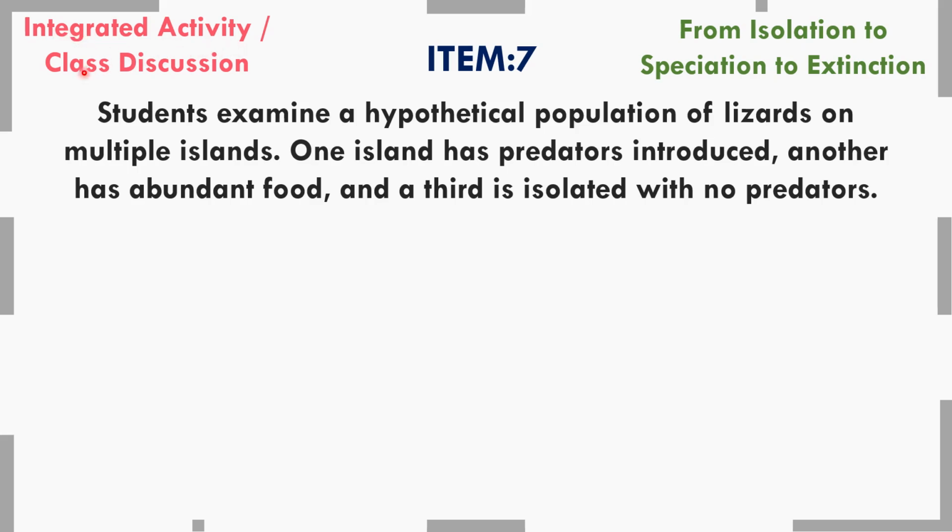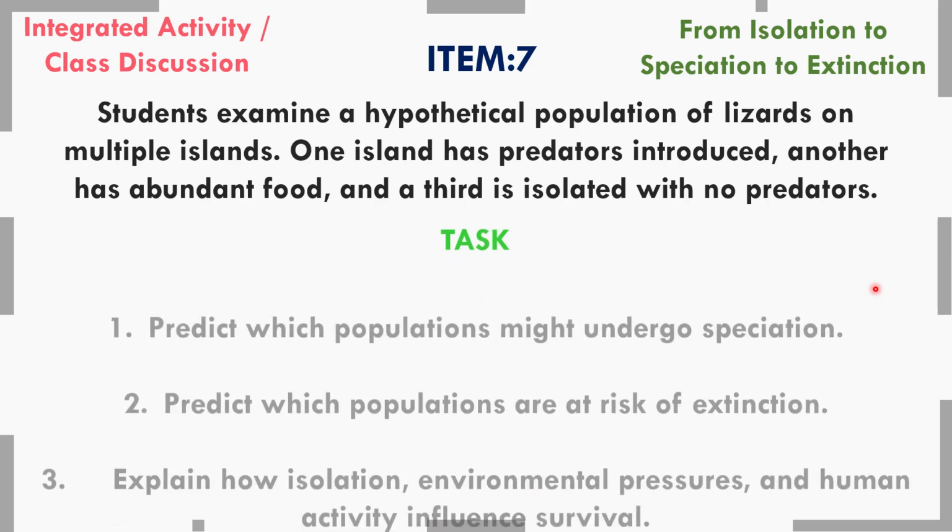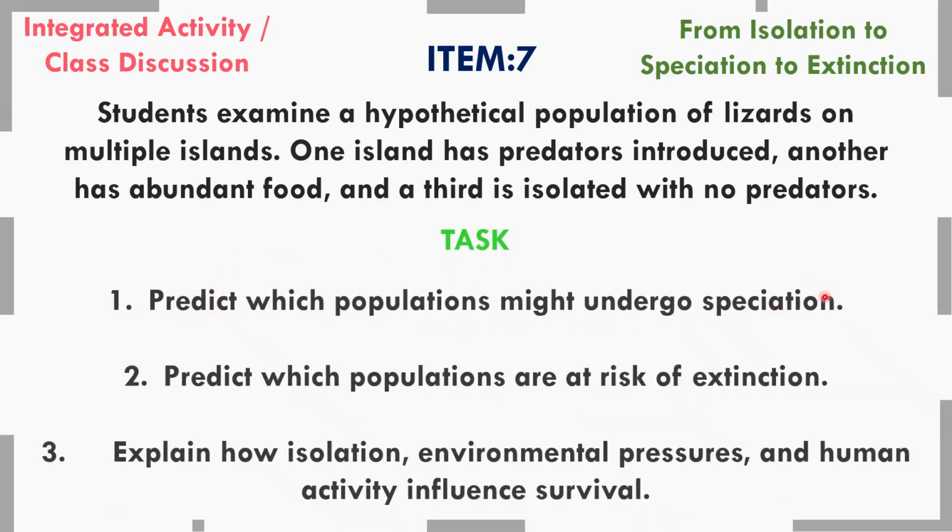Integrated activity, class discussion. We shall focus from isolation to speciation to extinction. Item 7: students examine a hypothetical population of lizards on multiple islands. One island has predators introduced, another has abundant food, and a third is isolated with no predators. Predict which population might undergo speciation. Predict which population is at risk of extinction. Explain how isolation, environmental pressures, and human activity influence survival.